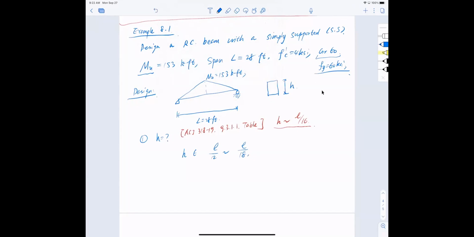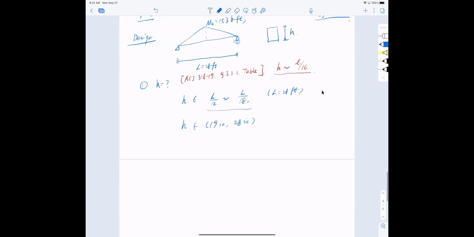If I do this, this still covers L over 16. And I bring in L of 28 feet. To avoid confusion, let me use capital L so you know that. I can get my H to be between 19 inches and 28 inches, something I have to start with. So this is the range of the height.